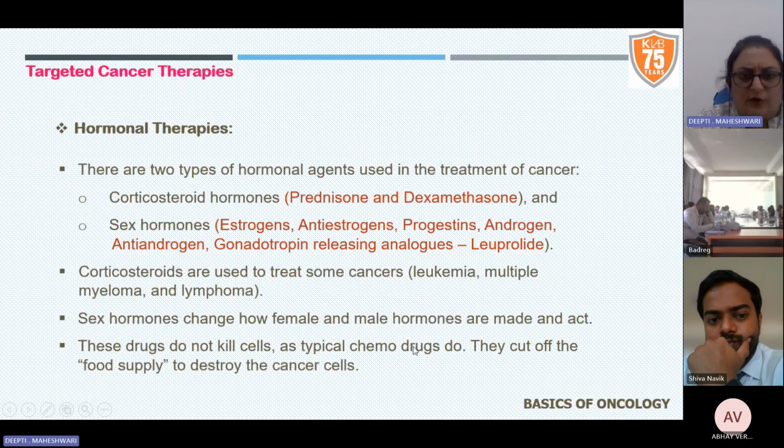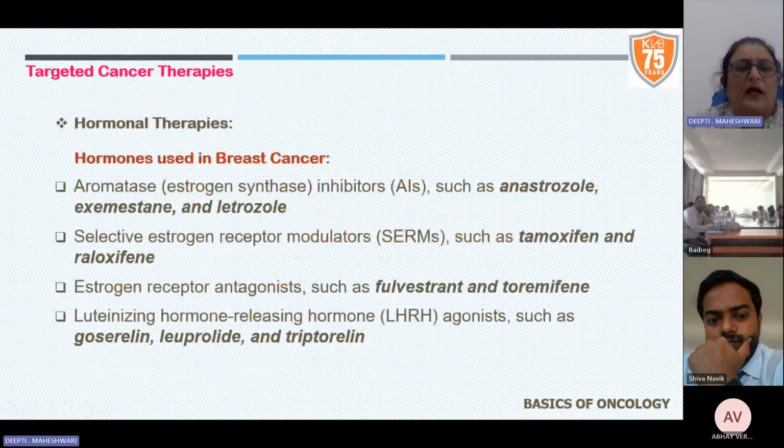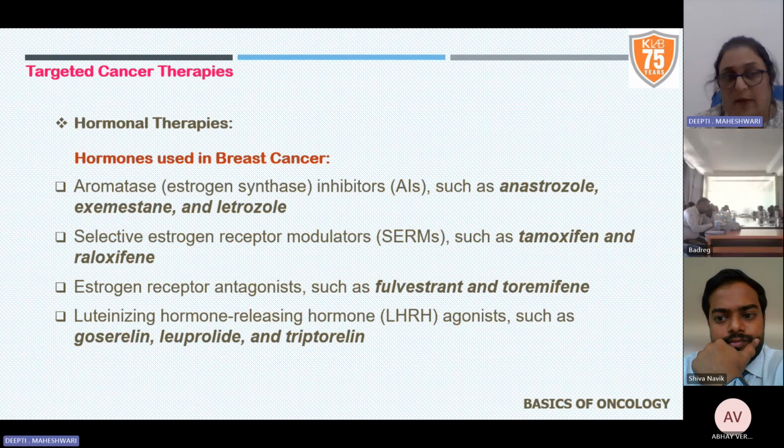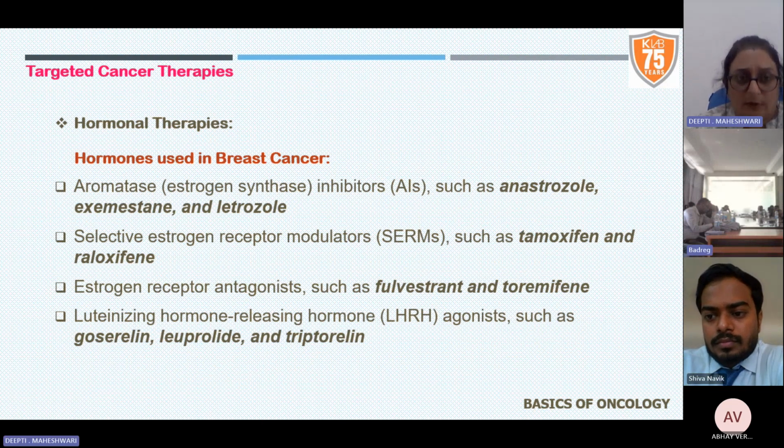Of course, you don't have to go into much detail. We will be doing this. As I told you, there are different types of hormonal therapies which are used for treating breast cancer, which we will be doing in detail.